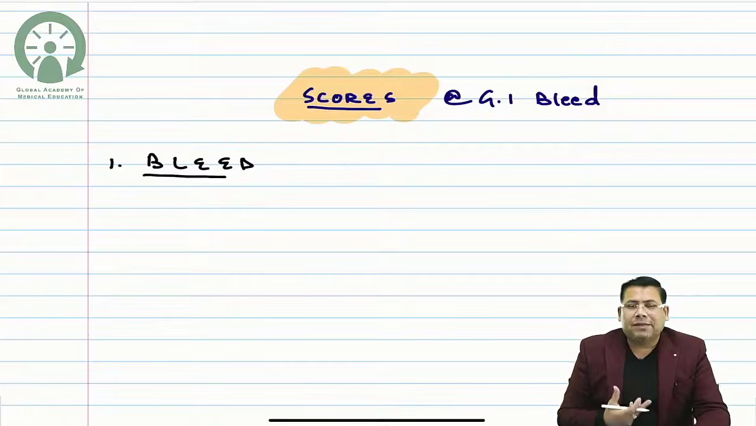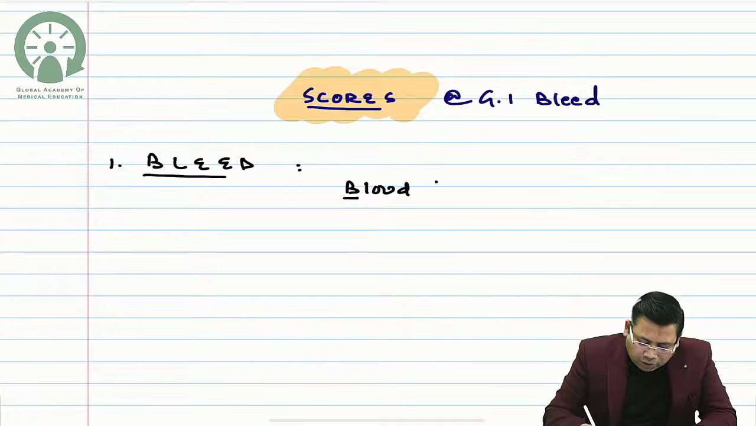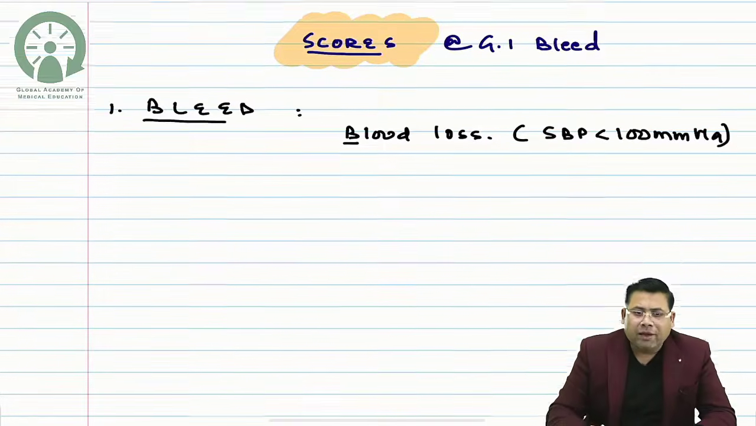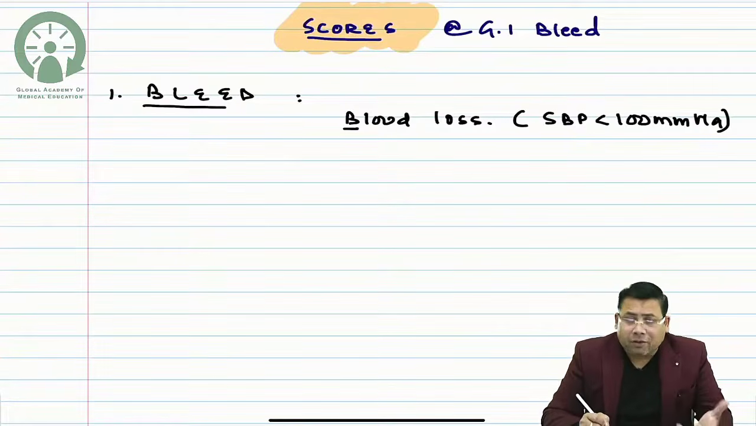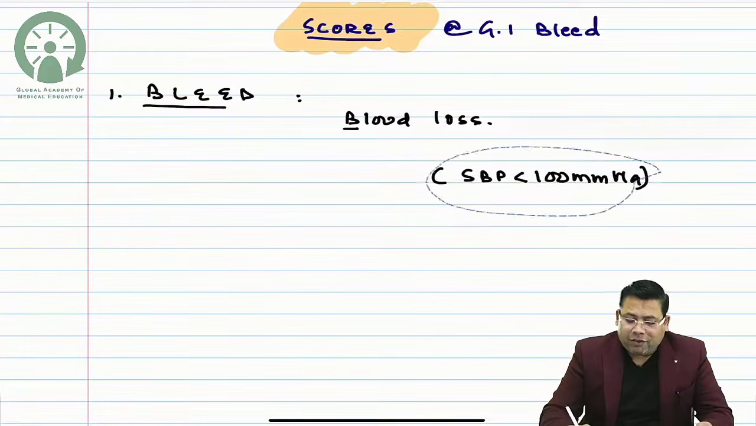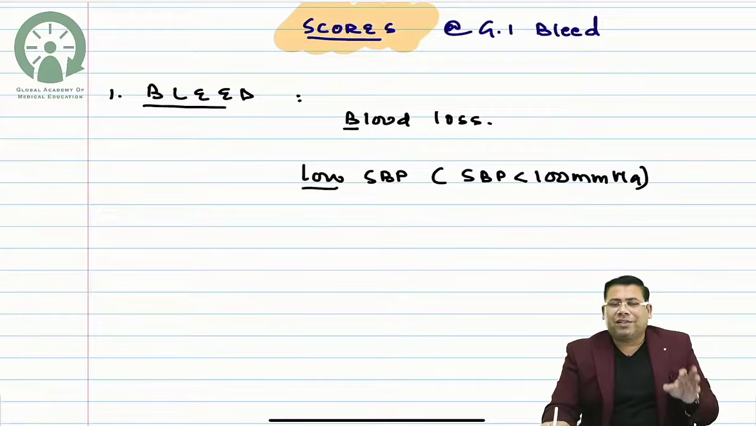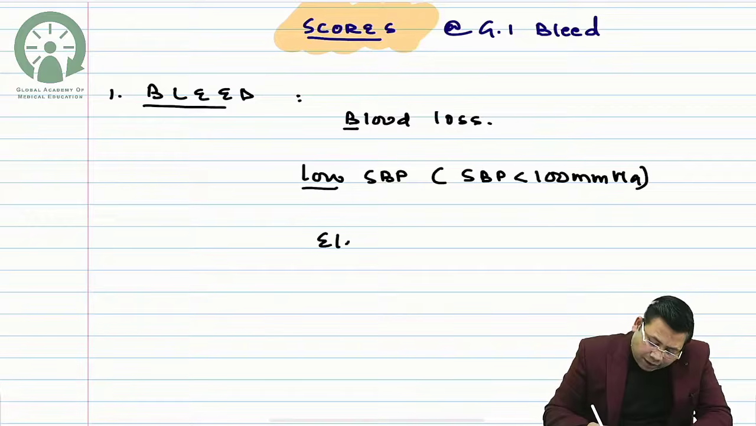BLEED, let us take it as a mnemonic. B stands for blood loss. So, how do you document blood loss? Students, the classical way to see is systolic BP less than 100 mmHg. It is deciding that the blood is falling. So, we get to see evidence of blood loss, and then L stands for low systolic BP. One is the patient is telling there is blood loss, and how is it documented? Low systolic BP.